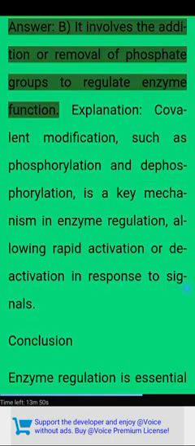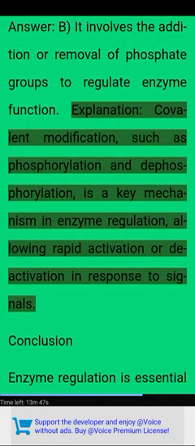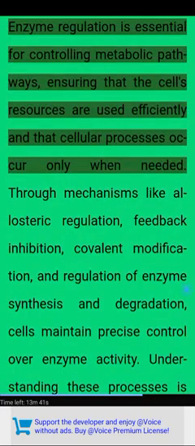It regulates the enzyme through allosteric sites. Answer: B. It involves the addition or removal of phosphate groups to regulate enzyme function. Explanation: Covalent modification, such as phosphorylation and dephosphorylation, is a key mechanism in enzyme regulation, allowing rapid activation or deactivation in response to signals.